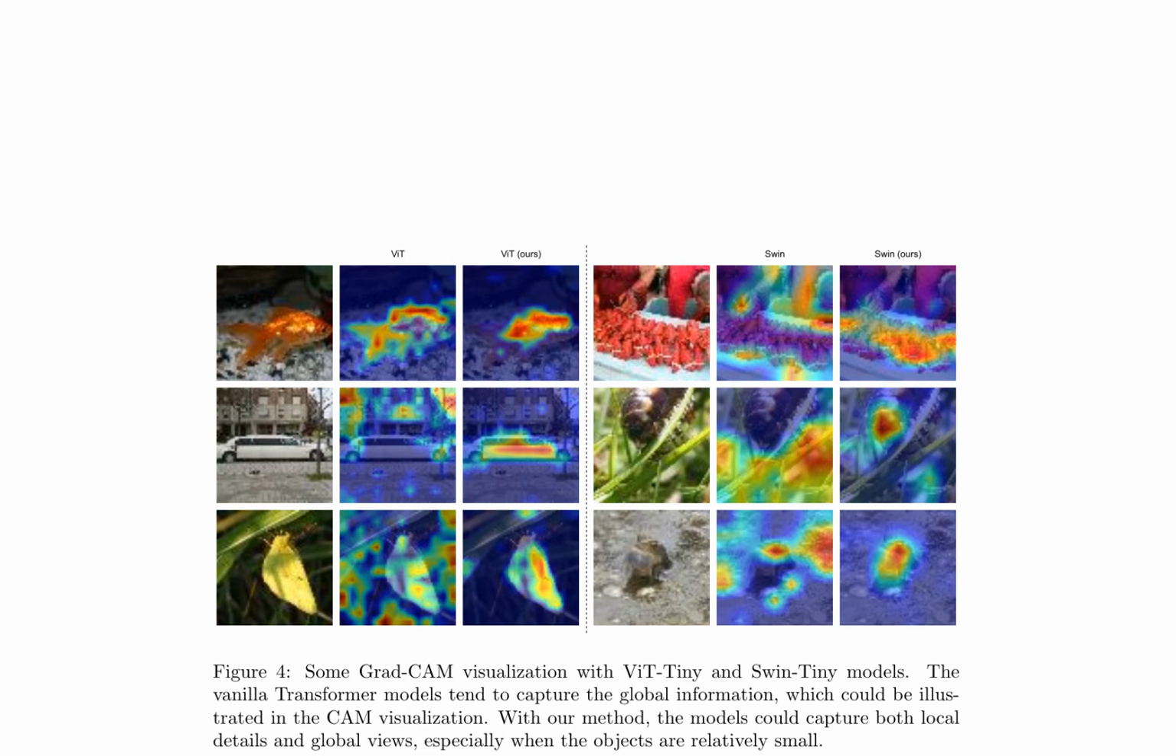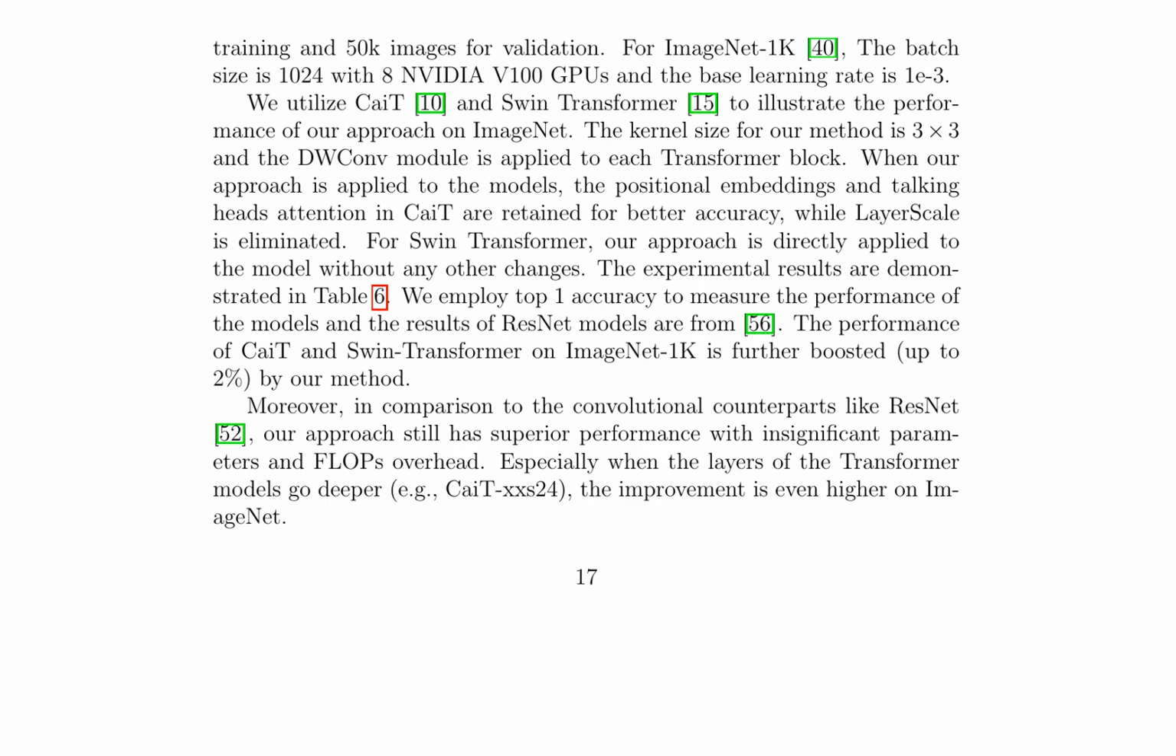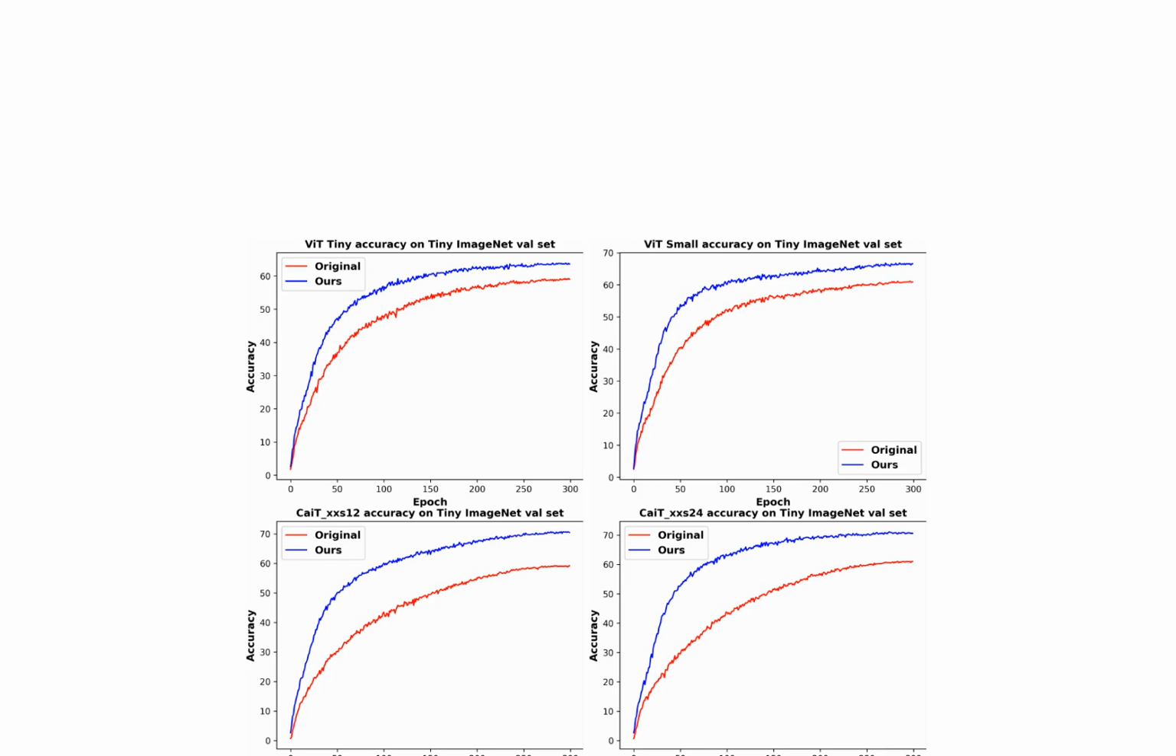The experimental setup involves training on ImageNet-1K with a batch size of 1024 and a base learning rate of 1e-3 using 8 NVIDIA V100 GPUs. The authors utilize CaiT and Swin transformer models, applying their method to each transformer block with a kernel size of 3x3 and incorporating a Depth-Wise Convolution (DW-Conv) module. For CaiT, positional embeddings and talking heads attention are retained, while layer scale is eliminated. The results, presented in Table 6, demonstrate a performance boost of up to 2% on ImageNet-1K.